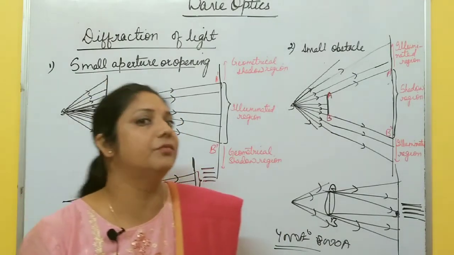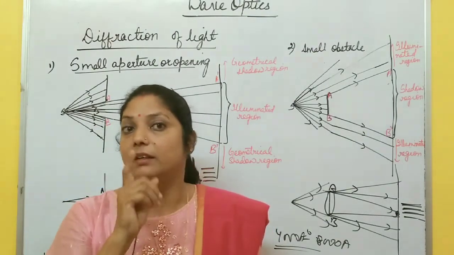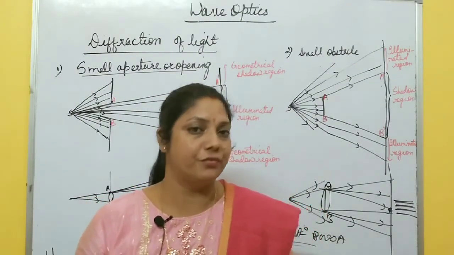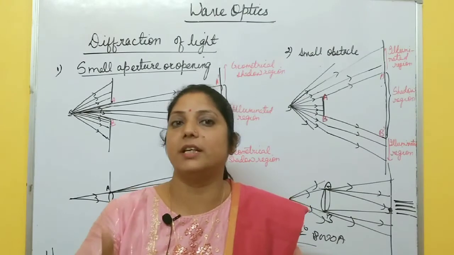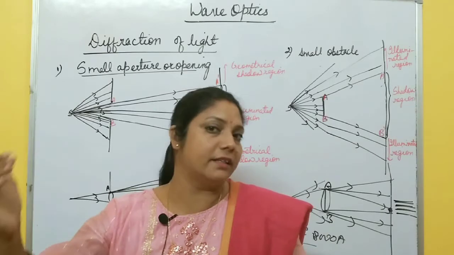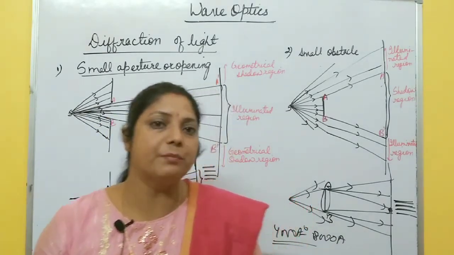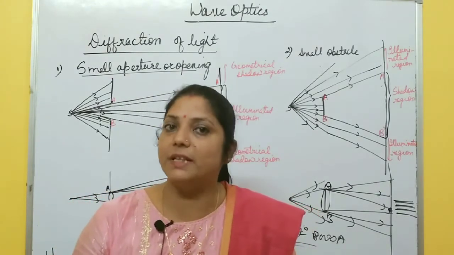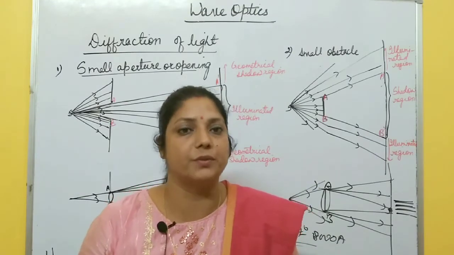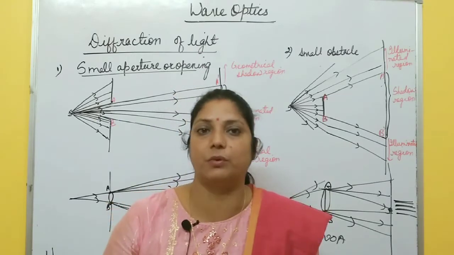So how do you observe this in our everyday life? There is one example: diffraction of sound waves, because you know that the wavelength of sound is very large. It is comparable to the size of a window, door, wall, anything. So bending takes place because the size is comparable to the size of the obstacle or aperture. So bending of sound waves takes place and it reaches all places. Diffraction of sound waves we can easily observe, but no diffraction of light takes place because its wavelength is very small.